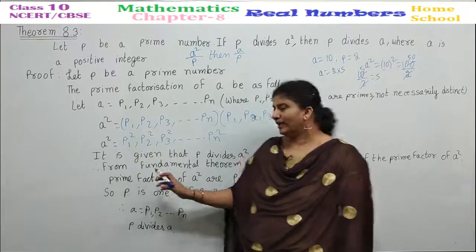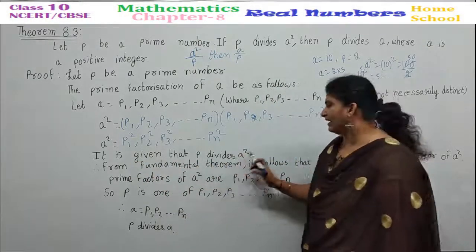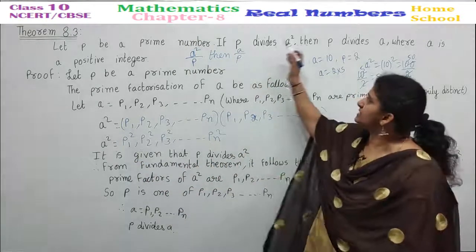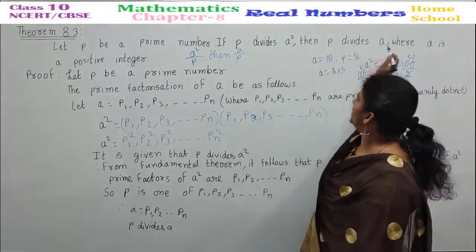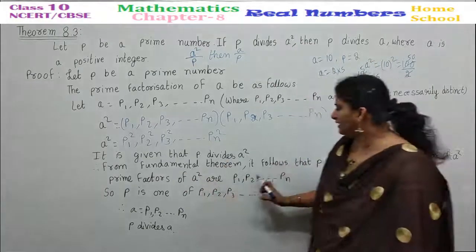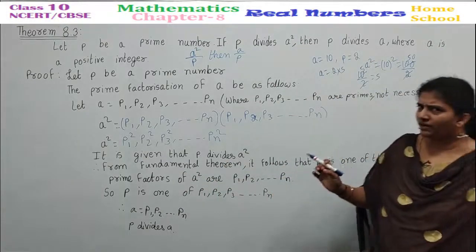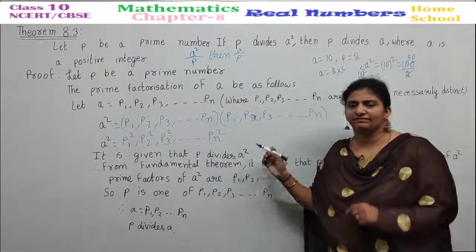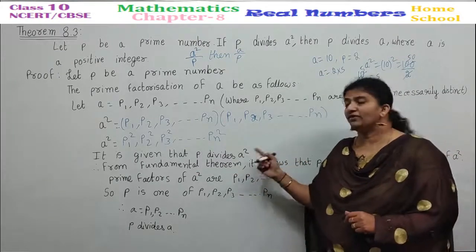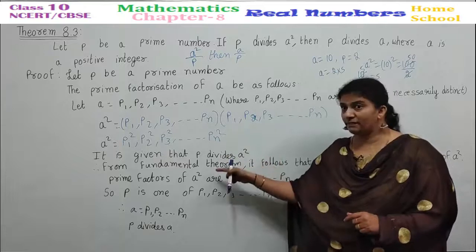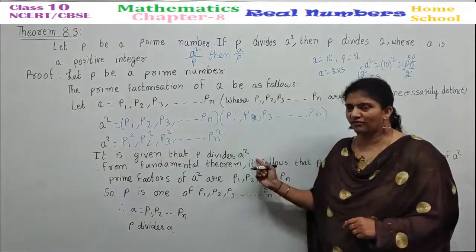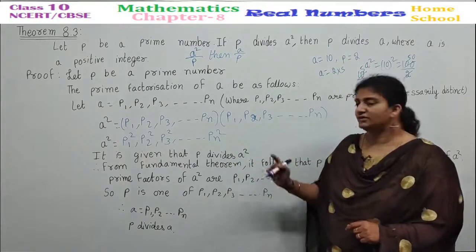It is given that P divides A square. What is the statement given? They have given this. We need to prove this. From the fundamental theorem, what is the fundamental theorem, children? If P is dividing A square, then P must be a factor of A square. We have seen this in our fundamental theorem.